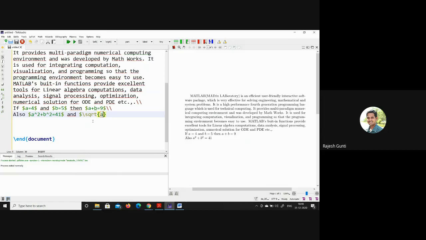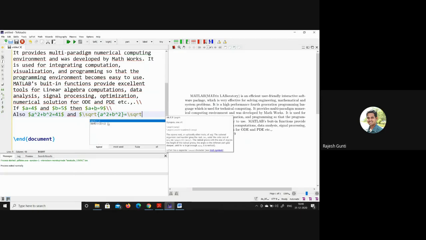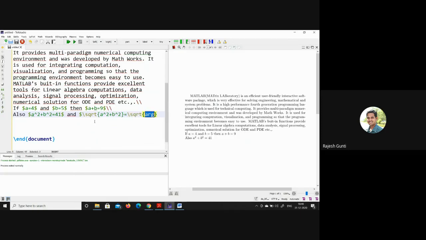My argument is a square plus b square, is equal to backslash sqrt, that is the command sqrt, 41. We have to close it with a dollar symbol. Now you run this one. What will happen? You see this: square root of a square plus b square is equal to root 41.